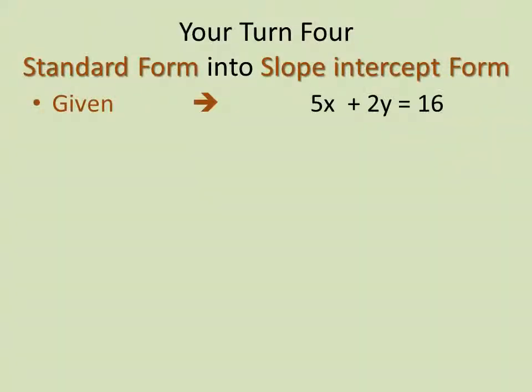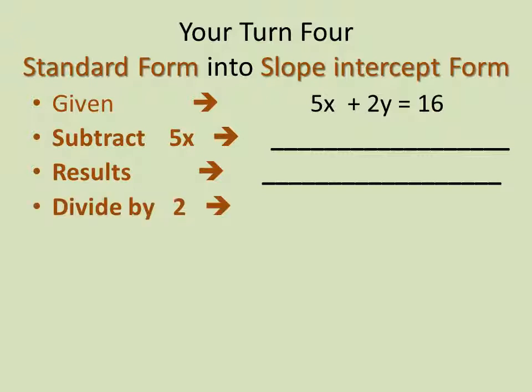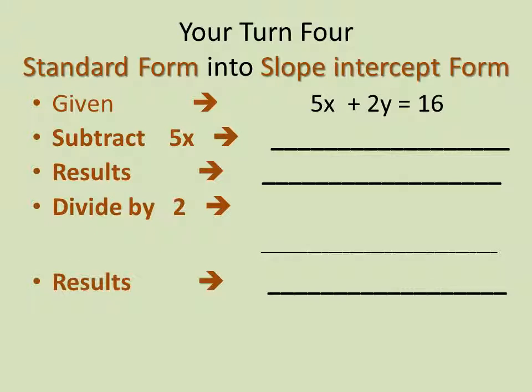Our last and final equation is 5x plus 2y equals 16. What are you going to do first? Did you say subtract 5x? Right. Go ahead and do that to both sides. What do you get for your results? Look at these results. What are you going to do now? Did you say divide by 2? Yeah, and every single term, right? That's right. So divide every single term by 2, and what are your results?